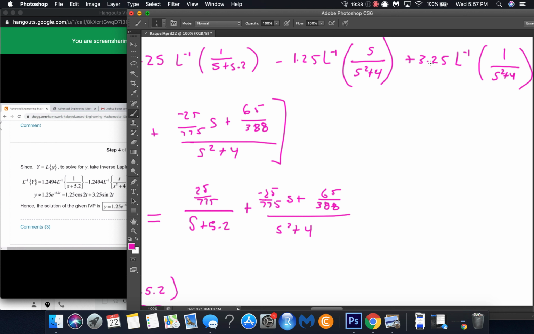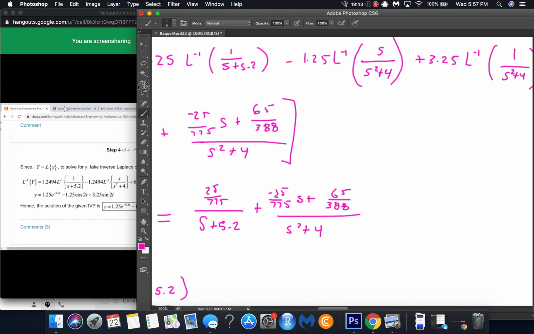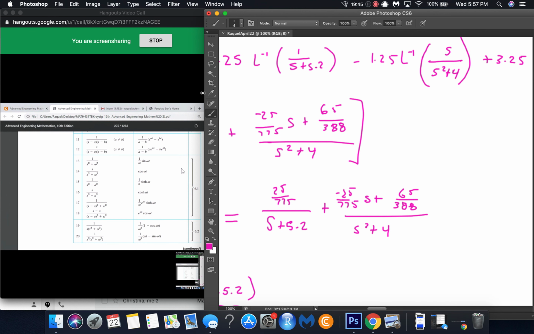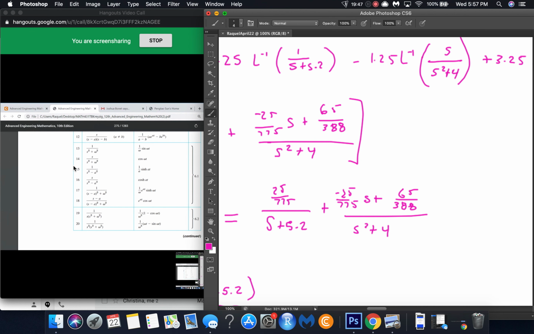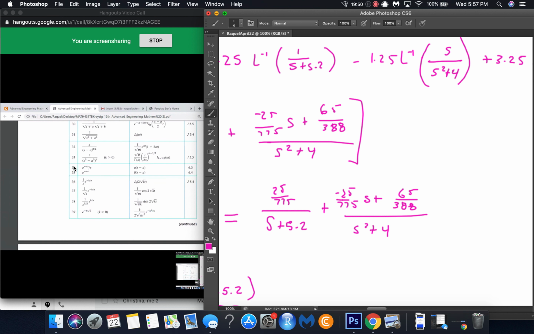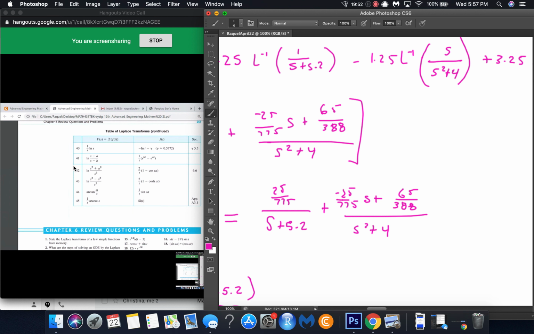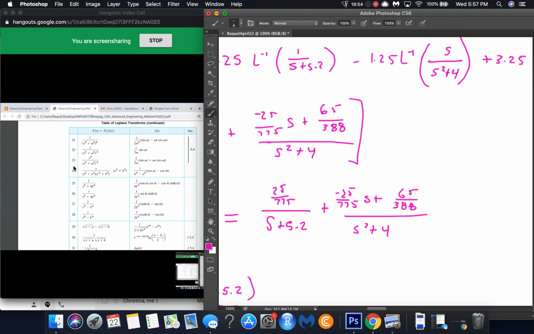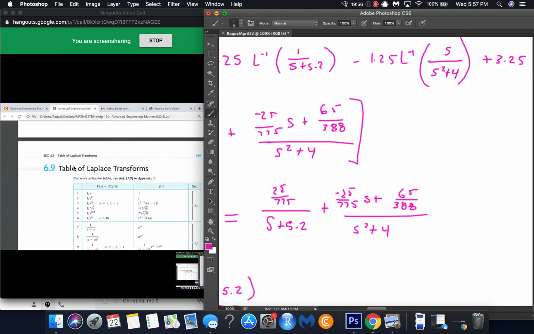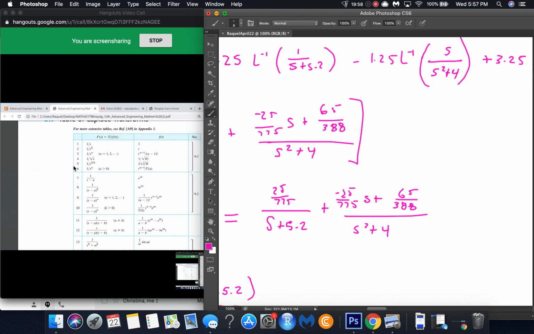Now, if you go back to your cheat sheet, the one from the advanced book, go to the inverse part. I don't think I have an inverse part. I mean, it's going backwards. The inverse part is just left side to right side.